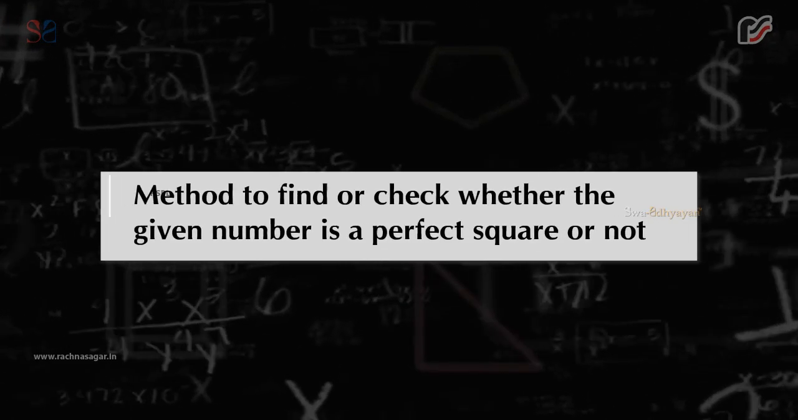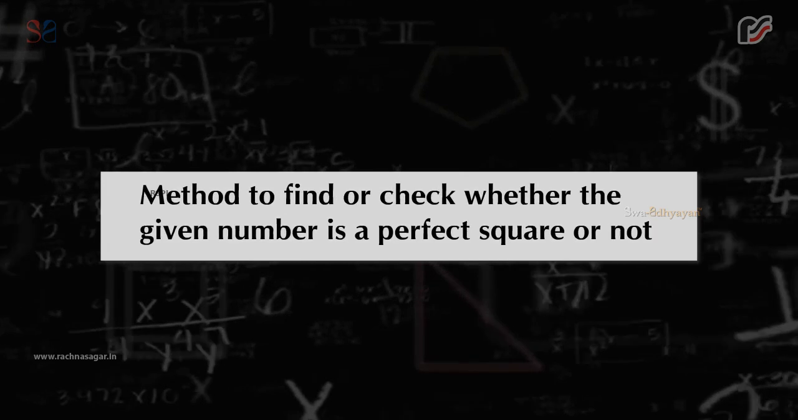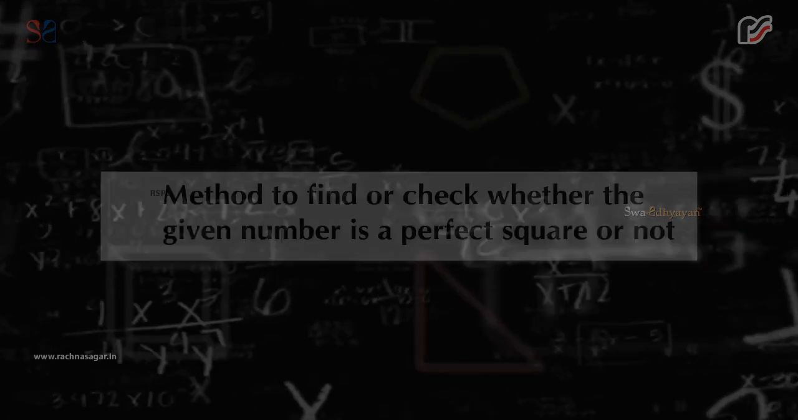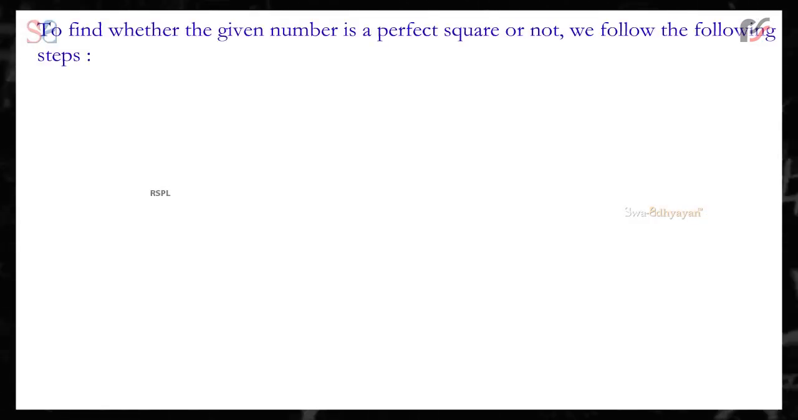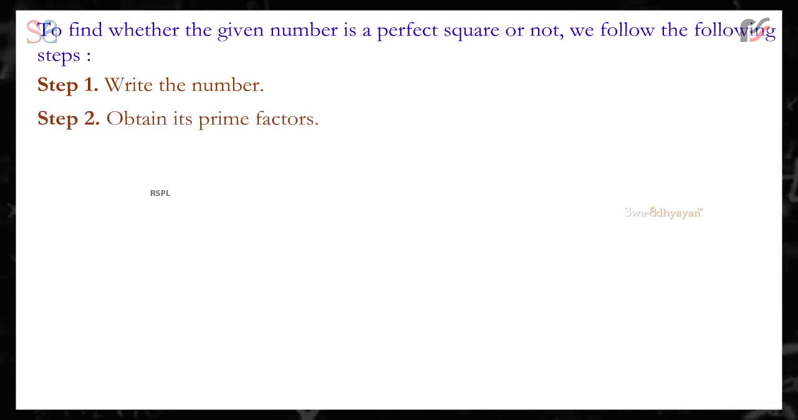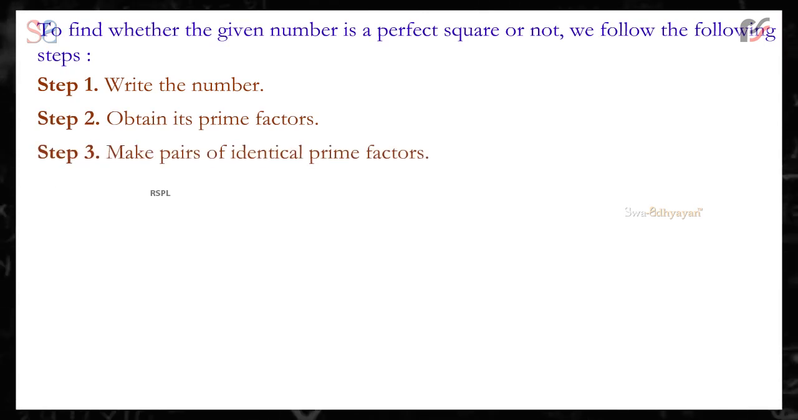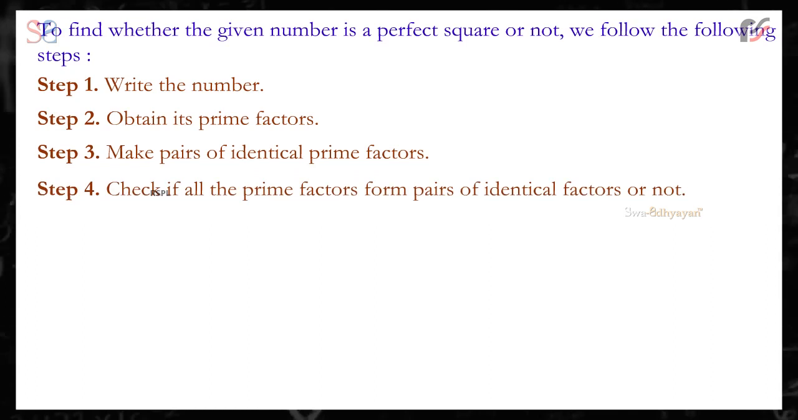Method to find or check whether the given number is a perfect square or not. To find whether the given number is a perfect square or not, we follow the following steps. Step 1. Write the number. Step 2. Obtain its prime factors. Step 3. Make pairs of identical prime factors. Step 4. Check if all the prime factors form pairs of identical factors or not.